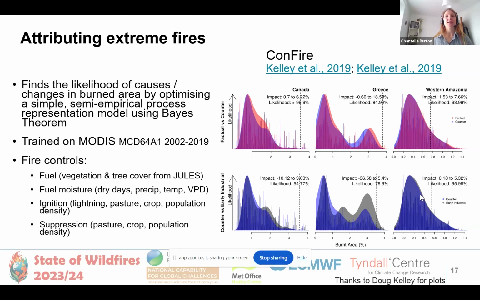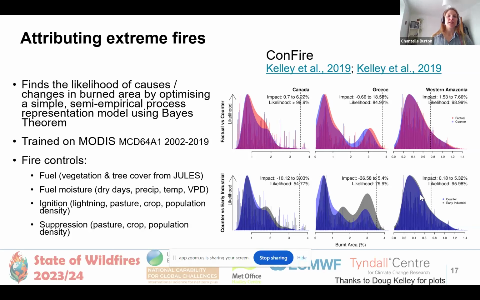This is a semi-empirical process representation using Bayes' theorem. So we end up with a probability distribution of how burned area has changed as a result of factual versus counterfactual, and we can apply a statistical likelihood to those changes.